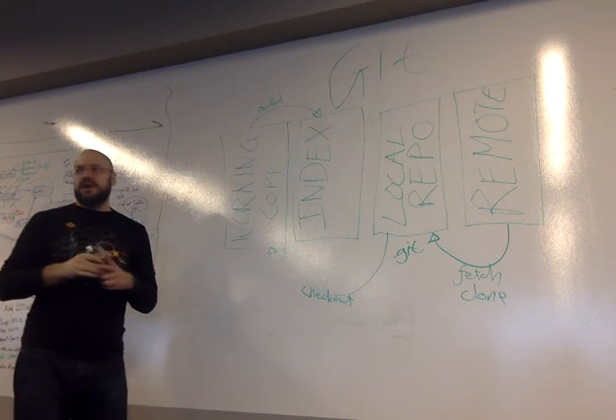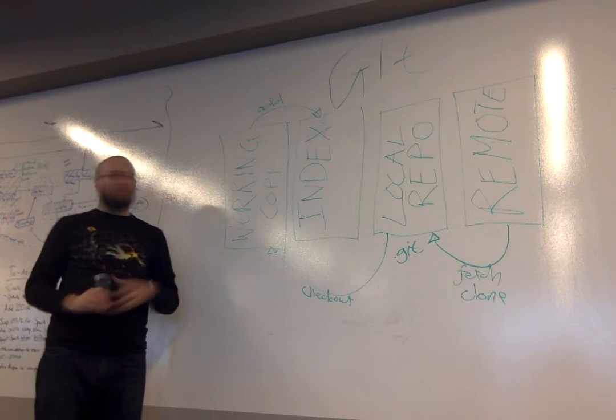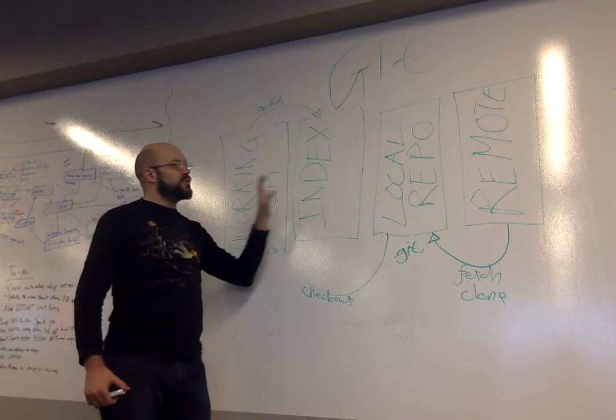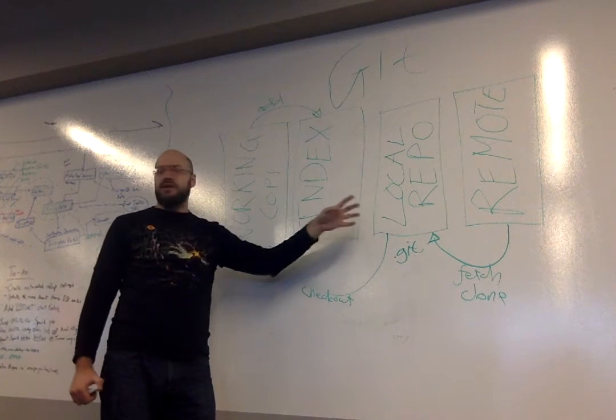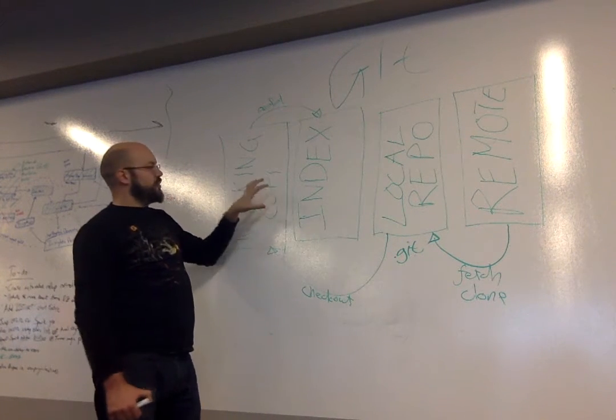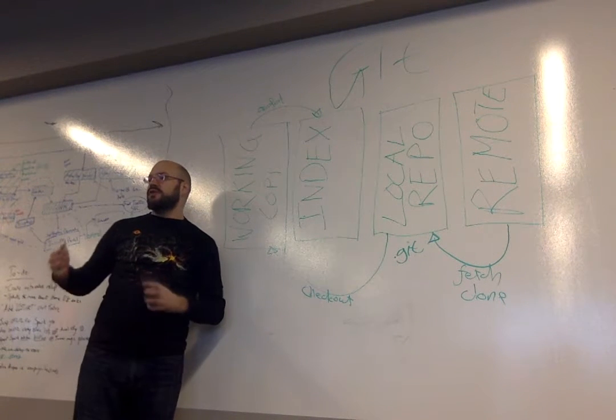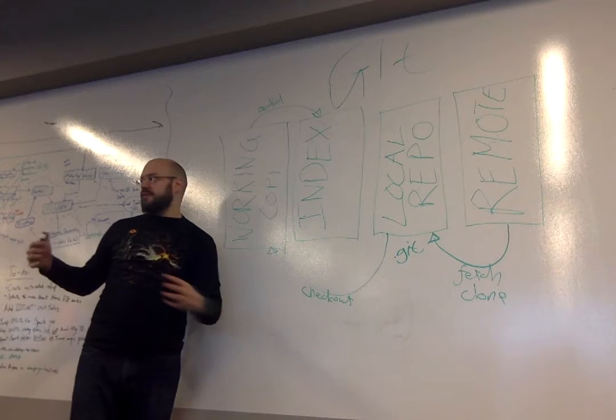So you add a file or files to the index. The index is a thing that sits in between the local repository and your working copy. It's a staging area where you place files before you commit them.